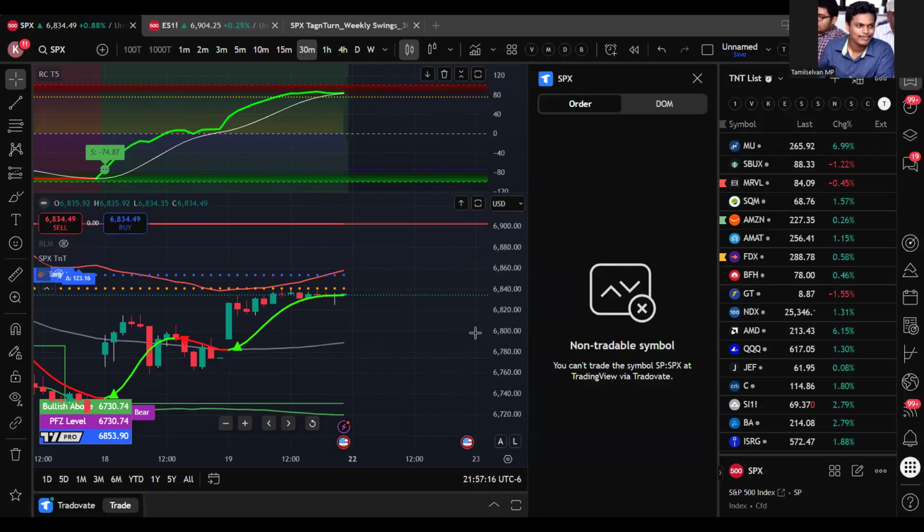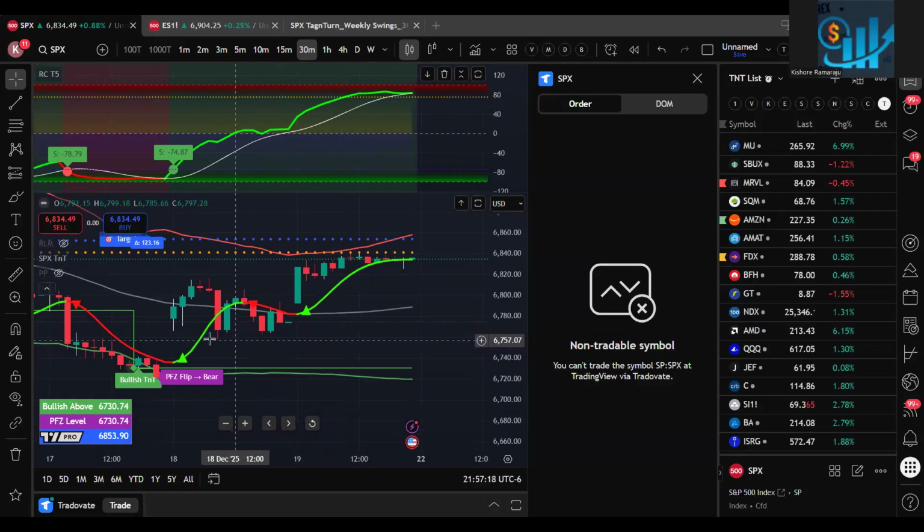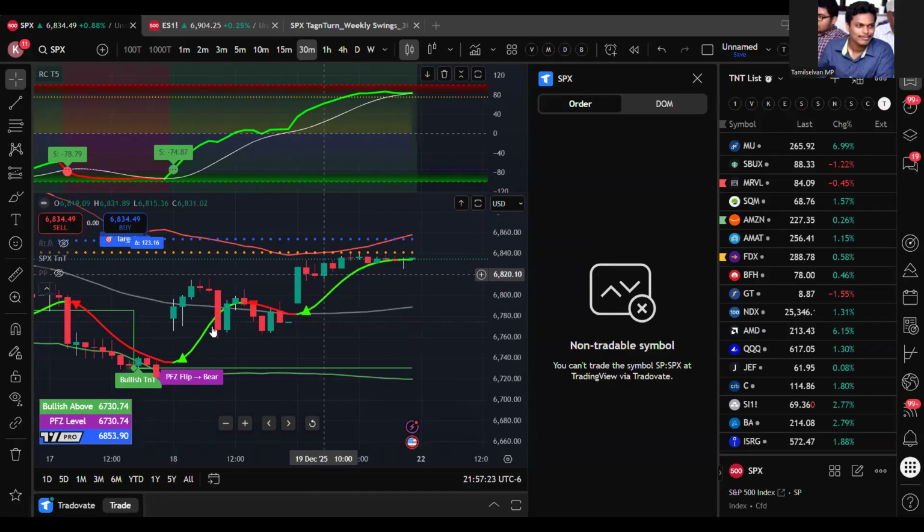Whenever you see this, then you can also do two MES long, or two MNQ long. So you don't get worried because of the pullbacks.